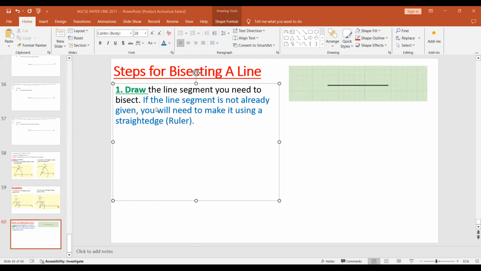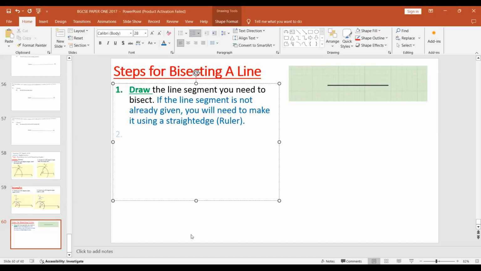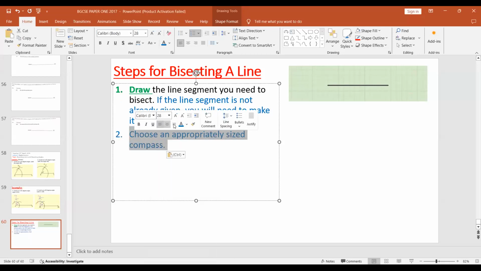Okay, number 2. The second thing we want to do, after we already draw the straight edge, is choose an appropriate size for our compass. I would suggest that you open the compass such that it is more than half, about 75% of the line. So that's the second step: choose an appropriate size for the compass.